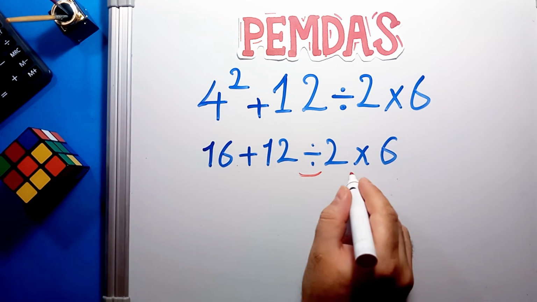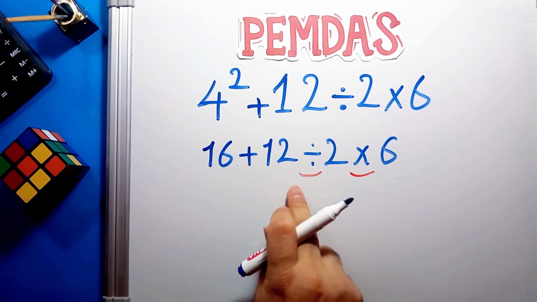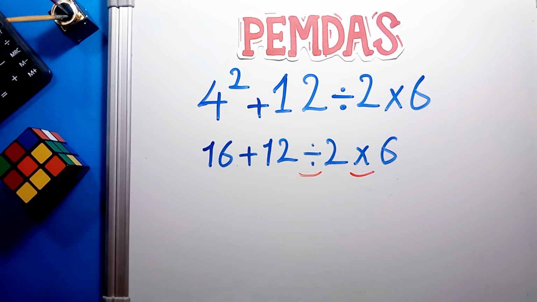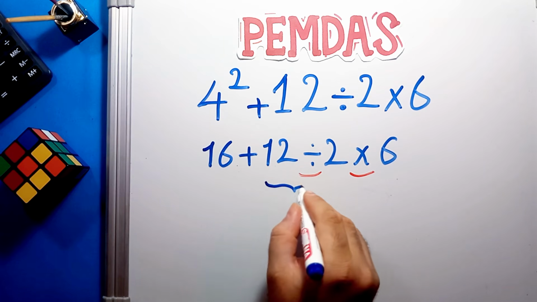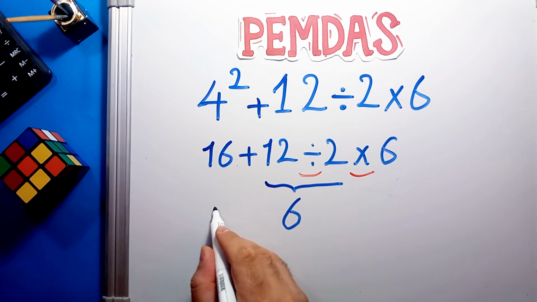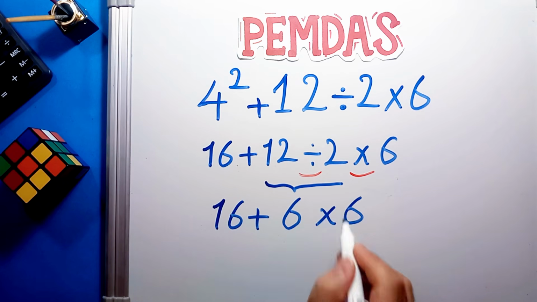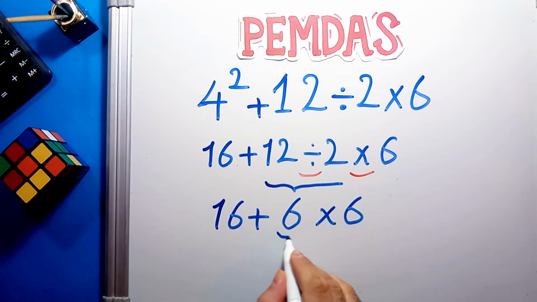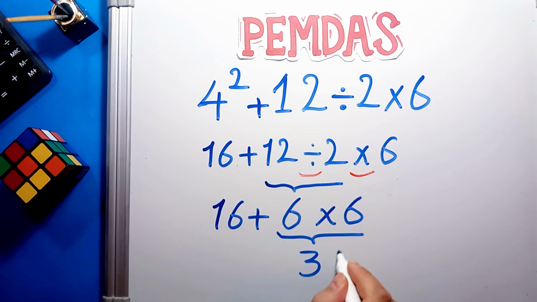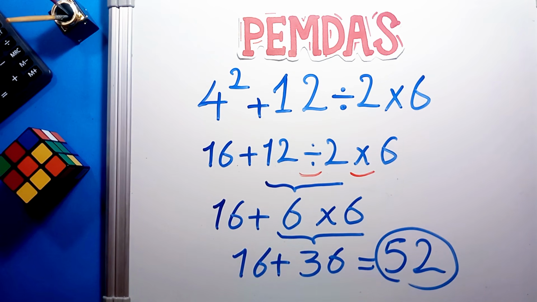Division and multiplication come before addition. And again, they are solved left to right. So first, 12 divided by 2 equals 6. Now the expression becomes 16 plus 6 times 6. Then, 6 times 6 equals 36. And finally, 16 plus 36 equals 52. So the correct answer is 52.